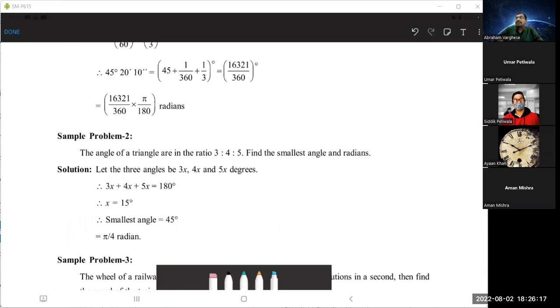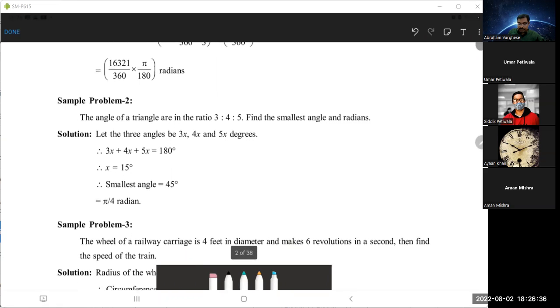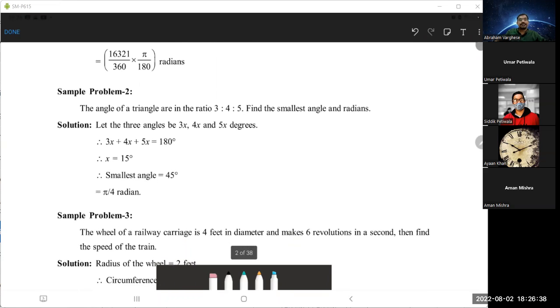Similarly, whenever you have 30 degree or 60 degree, try to convert to radian measure. So 45 degree will be equal to pi by 4 radian. 30 degree will be equal to pi by 6 radian. That relation also, make sure that you know that. Okay, fine. Do this question.